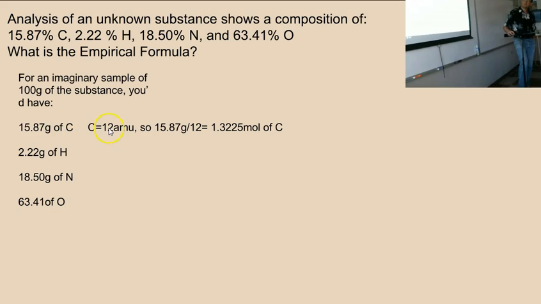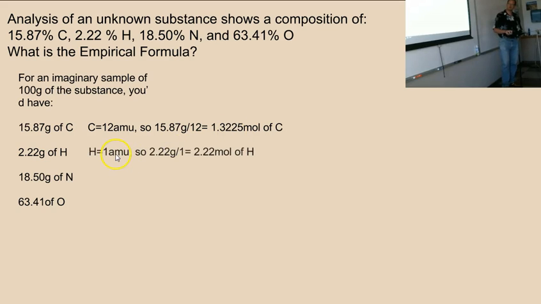Well, carbon has an atomic mass of 12. So 15.87 grams of carbon divided by 12 grams per mole gives me 1.3225 moles of carbon. This is the kind of example that we did in the first part of the problem. So I have a mass of something, and I know its atomic weight, and so using the concept of a mole, I can divide the number of grams by its molar weight and get the number of moles, how many molecules of carbon I have. Sorry, how many atoms of carbon I have.